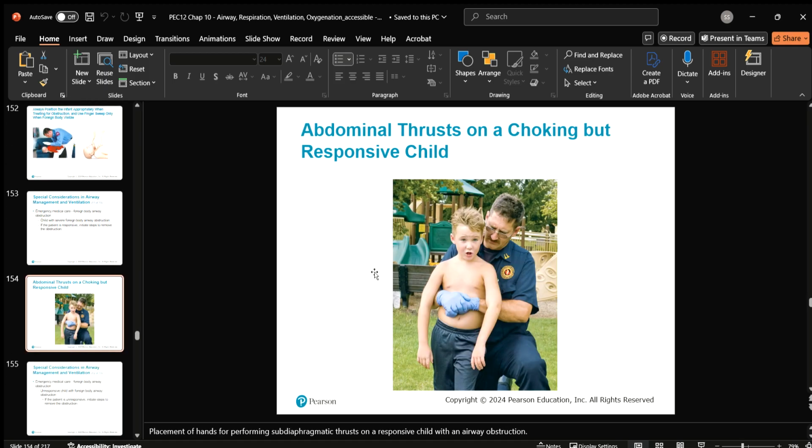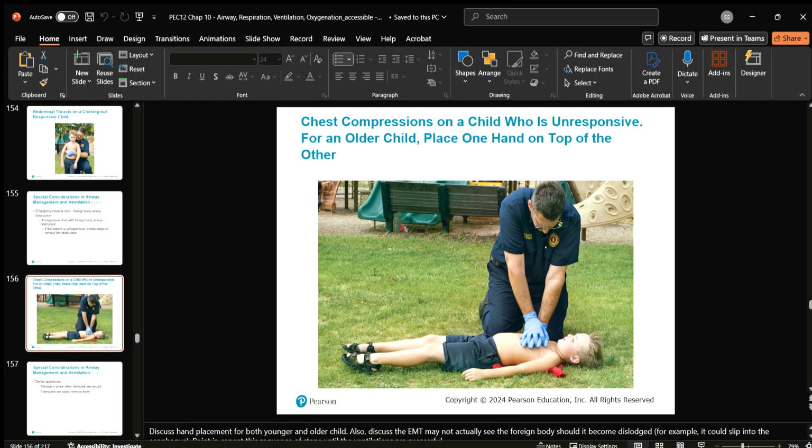Here is an abdominal thrust on a child. They're responsive. When they go unconscious, we immediately start doing compressions. For adults and pediatrics, when we're by ourselves, 30 to 2, 30 compressions to 2 breaths. And before we give that breath, what are we going to do about the airway? We're going to open it and look for the obstruction. If we see the obstruction, get it out. Do we do blind finger sweeps? No, do not do blind finger sweeps.